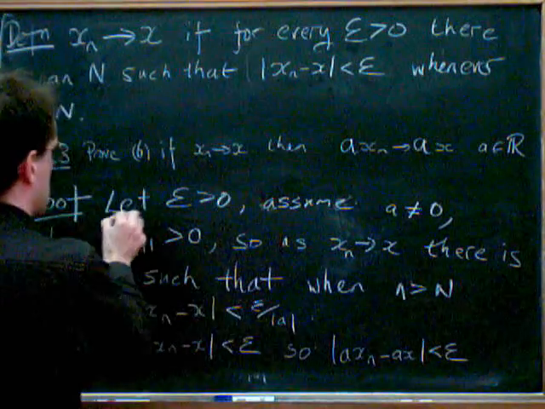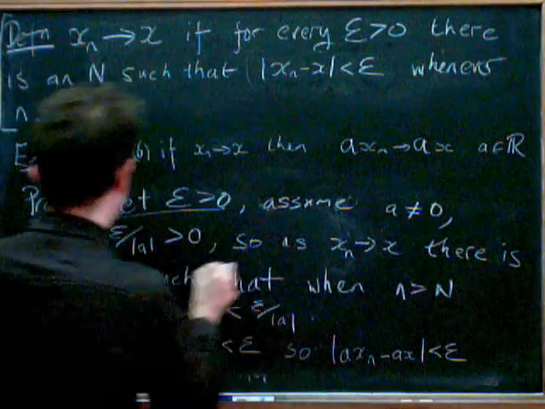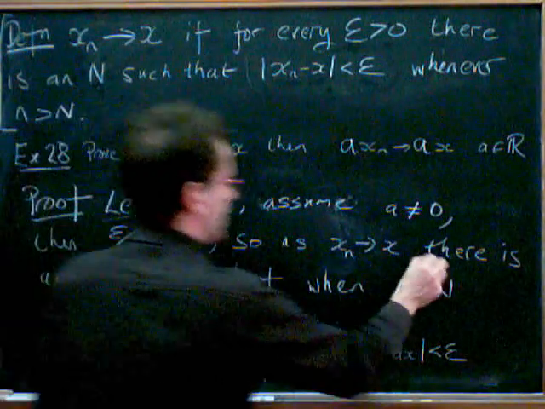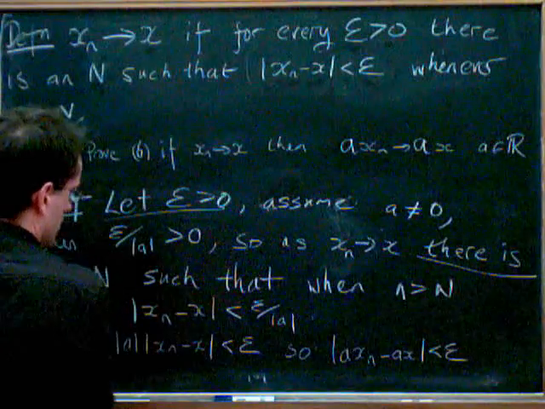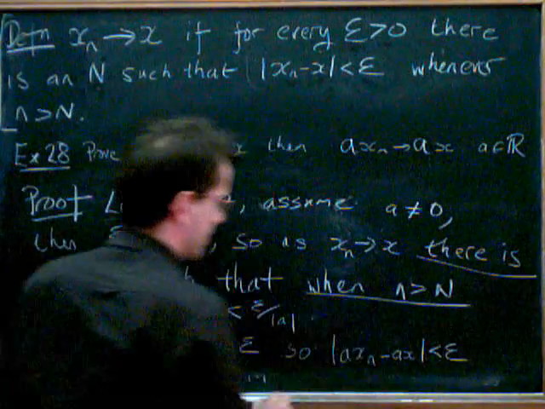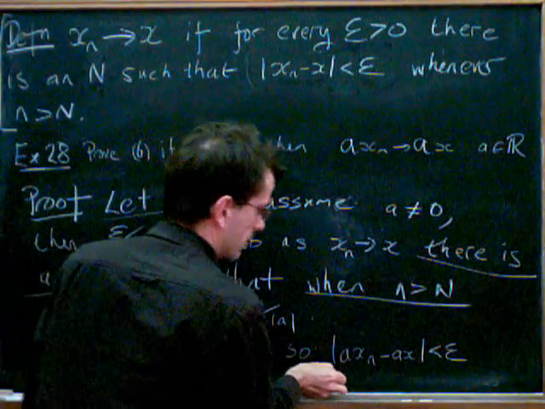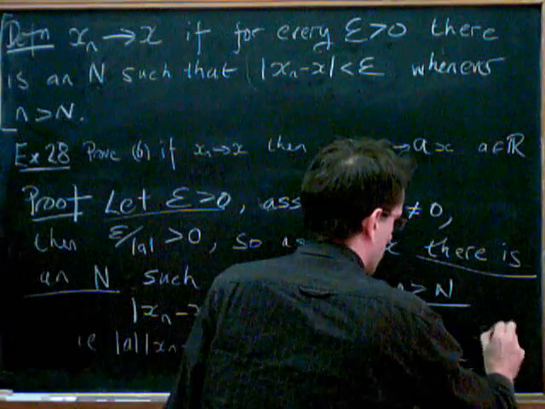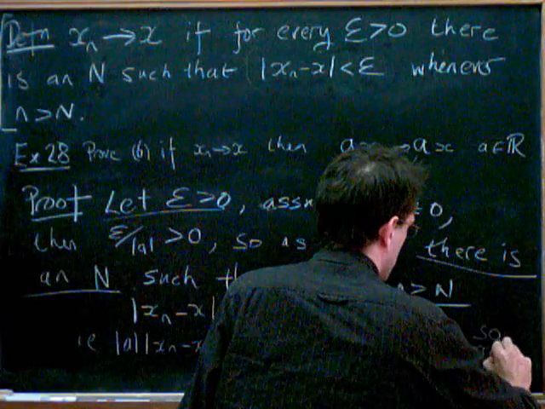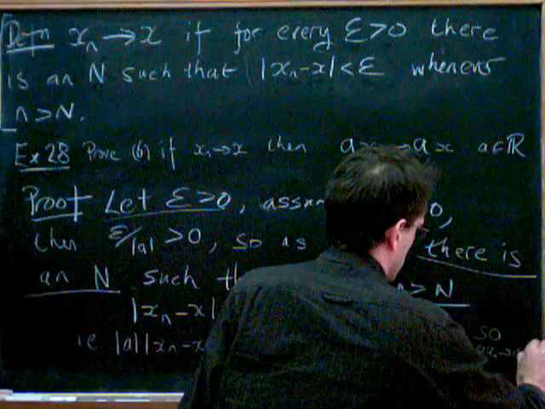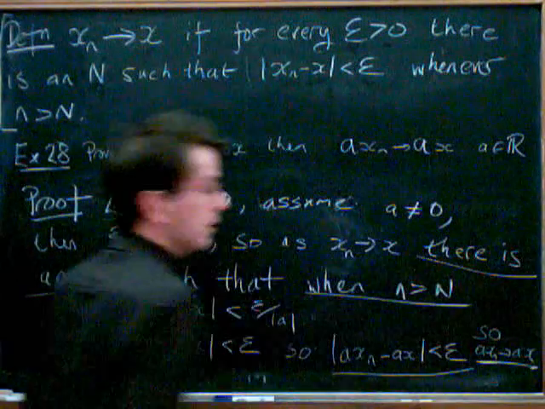So again, if epsilon is bigger than 0, then there is an N such that when little n is bigger than big N, that's true. So axn tends to ax. Squeeze that on the end there. Okay.